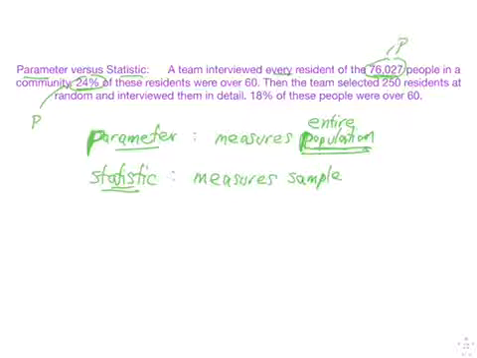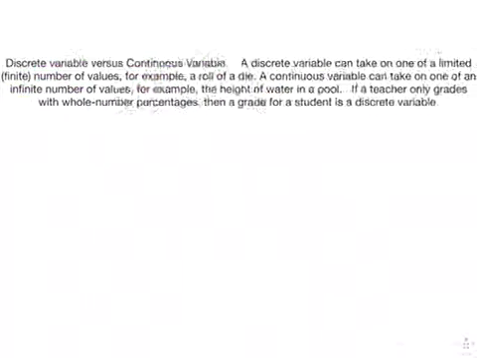Population, P, parameter. Whereas, if instead I look at a small selected group, 250 people, chosen at random, even if it's random, that smaller group constitutes a statistic from a sample. 18% of those were over 60. Well, again, these are measurements from a smaller group, a sample, and therefore those are what we call statistics. Thirdly, I'd like to note the difference between a discrete variable and a continuous variable.